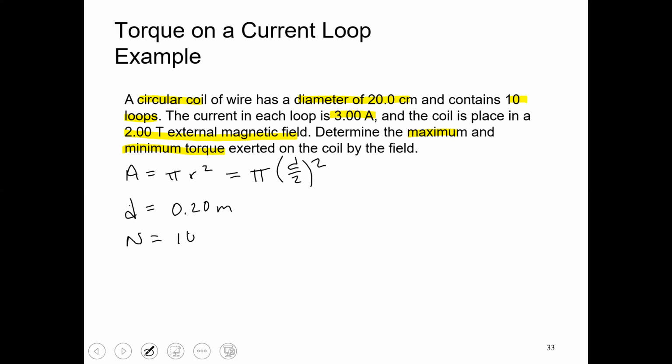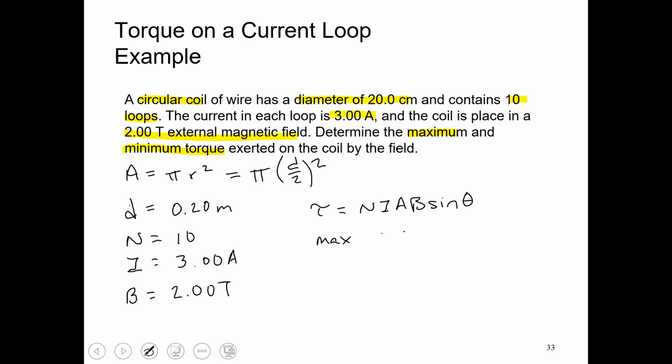We are given that we've got 10 loops. Current is 3 amps, that's standard, and our external field is 2 Tesla. We want maximum and minimum torque. So if I circle back, I know that the magnitude of my torque is given by N I A B sine of theta.